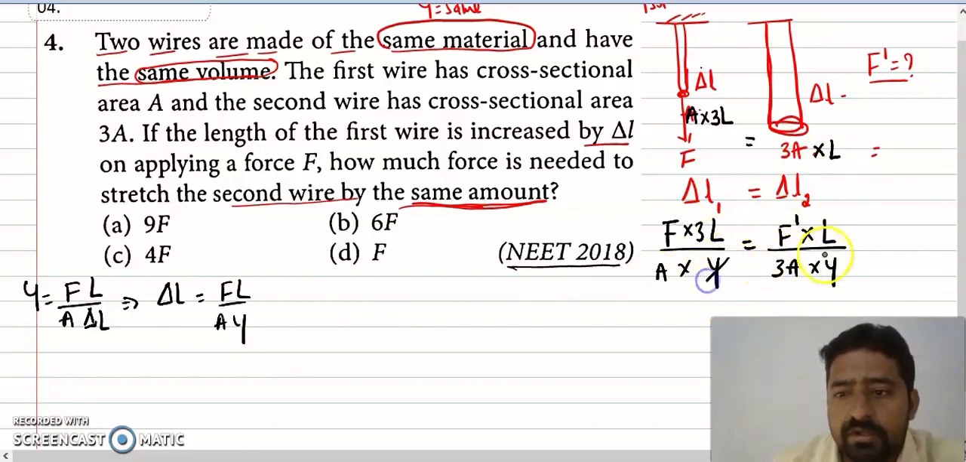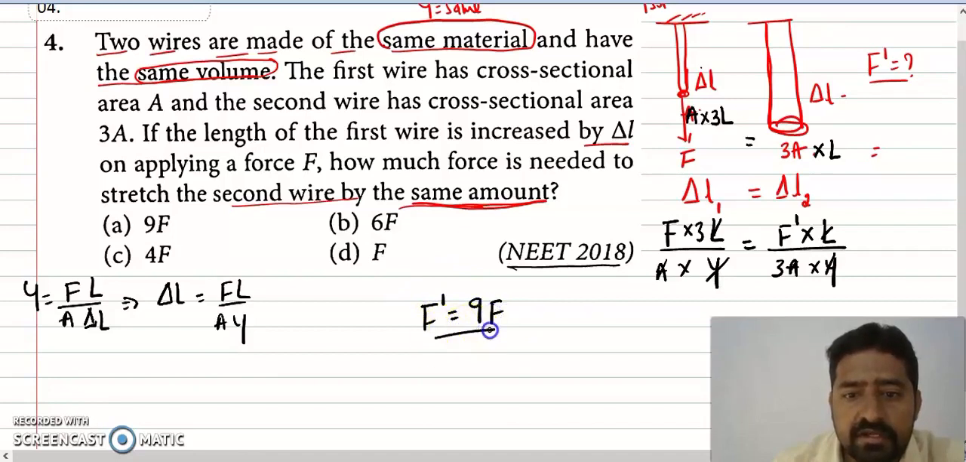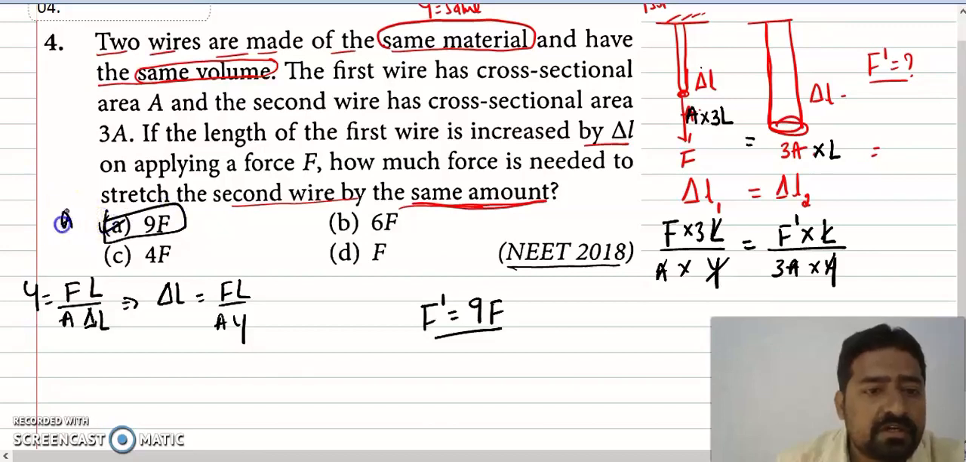So now Y gets cancelled, L gets cancelled, A cancelled. So 3 threes are 9. So that is F dash is equal to, what is the answer? 9F. Okay, so which is the right answer? That is option A is the right answer for the fourth question.